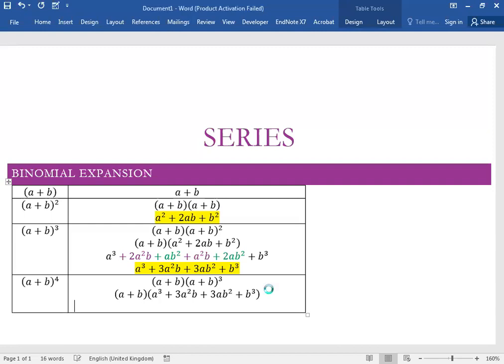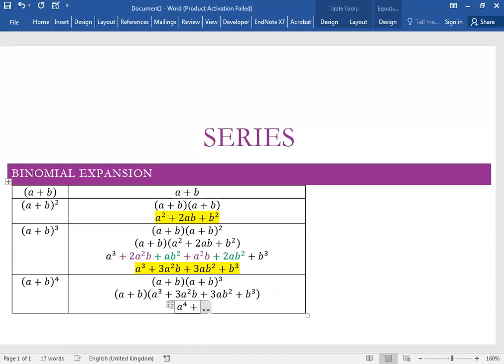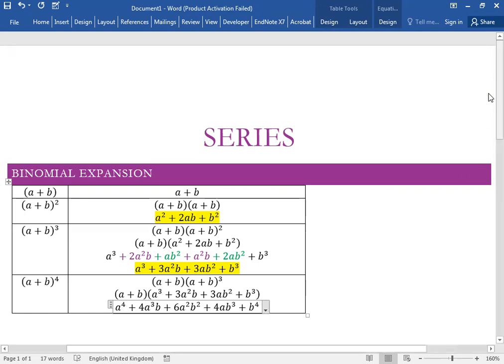So once you expand, you get a to the power 4 plus 4a cube b plus 6a square b square plus 4ab cube and plus b to the power 4. If you would have done it carefully without making an error, this is what you would have got. Again, this is just a one-time drill that we are doing in order to understand the entire expansion.